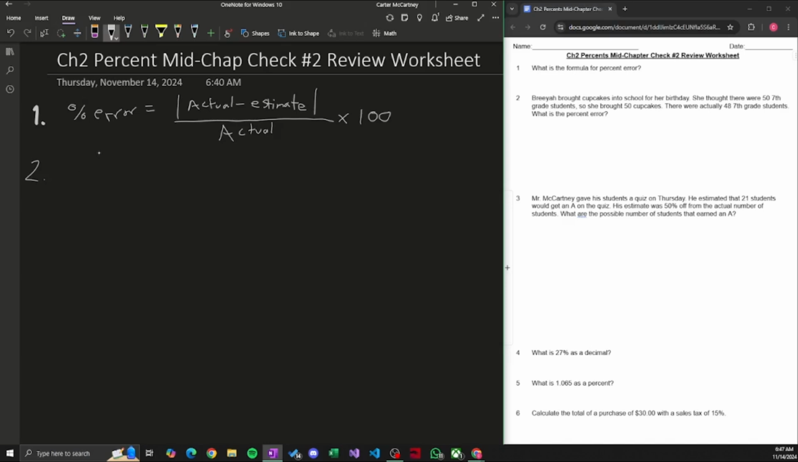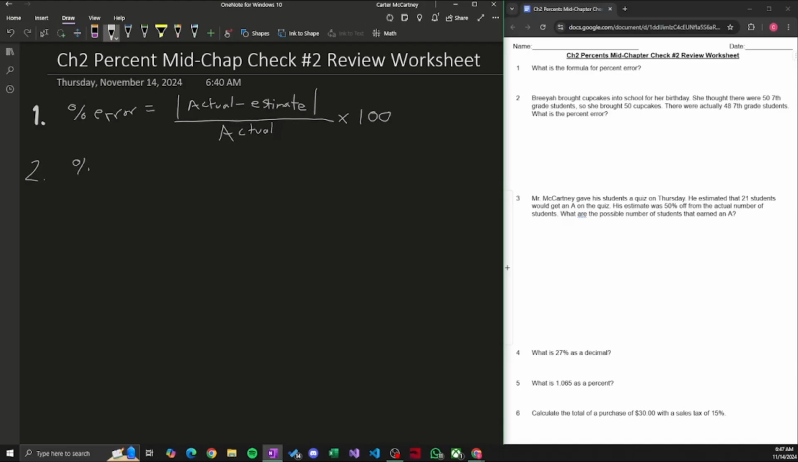Bria brought cupcakes into school for her birthday. She thought that there were 50 7th grade students, so she brought 50 cupcakes. There were actually 48 7th grade students. What is the percent error? So she thought there were 50. That's her estimate. There were actually 48. That's the actual. And we want to know what the percent error is.